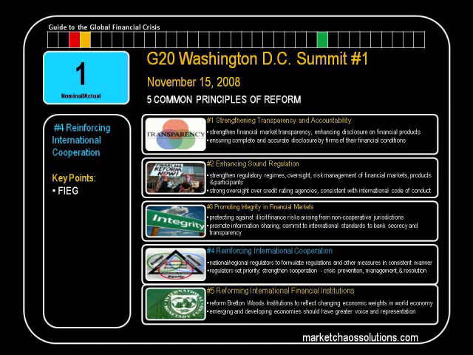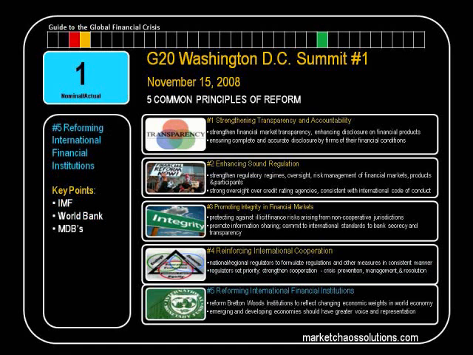Reinforcing international cooperation. National regional regulators to formulate regulations and other measures in consistent manner. Regulators set priority, strengthen cooperation, crisis prevention, management, and resolution. A key group in this area is the Financial Inclusion Expert Group.